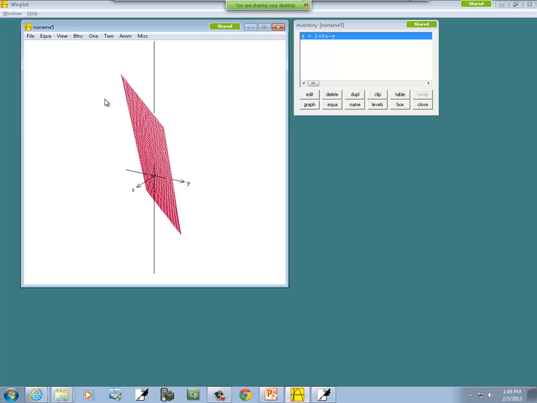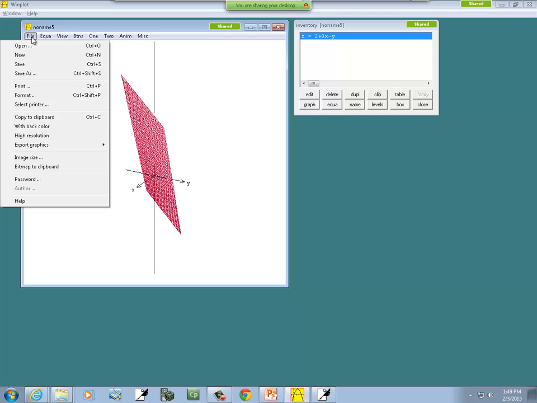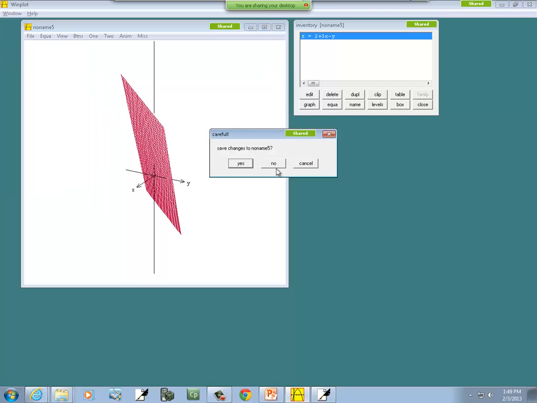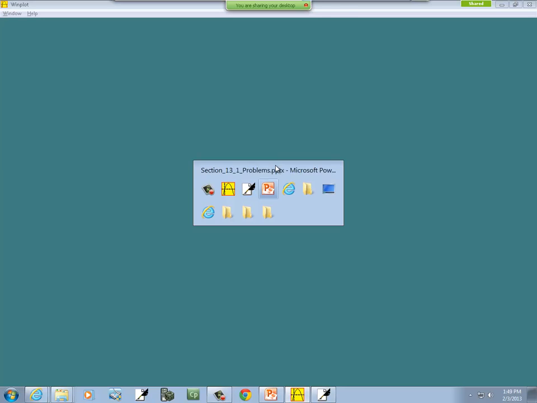Now, if you're going to use this utility, there's even an easier way. You can do a file, bitmap to clipboard, and then go into Word and just paste it, and then turn that in. Okay, so let's look at our next one.